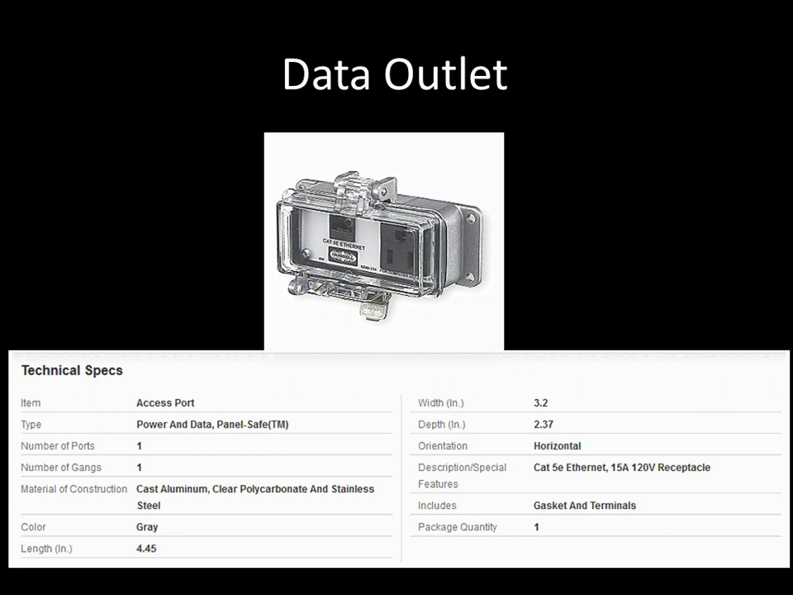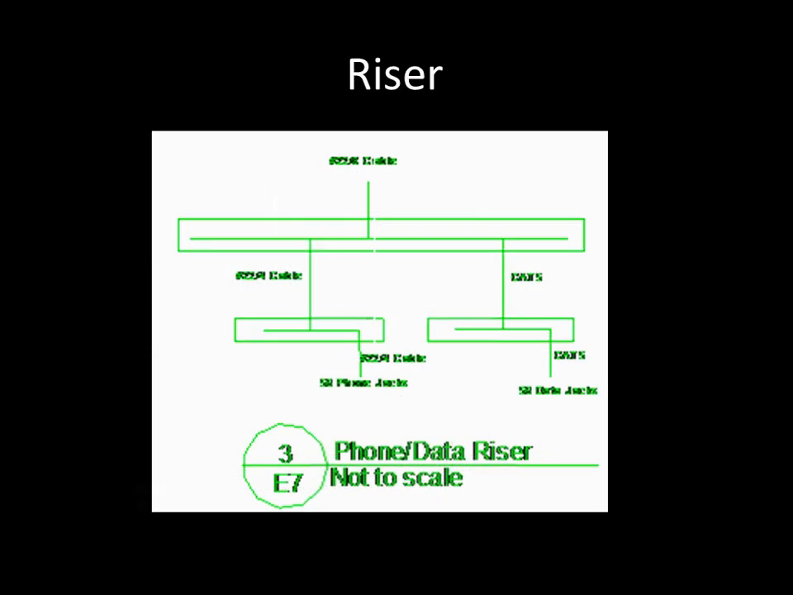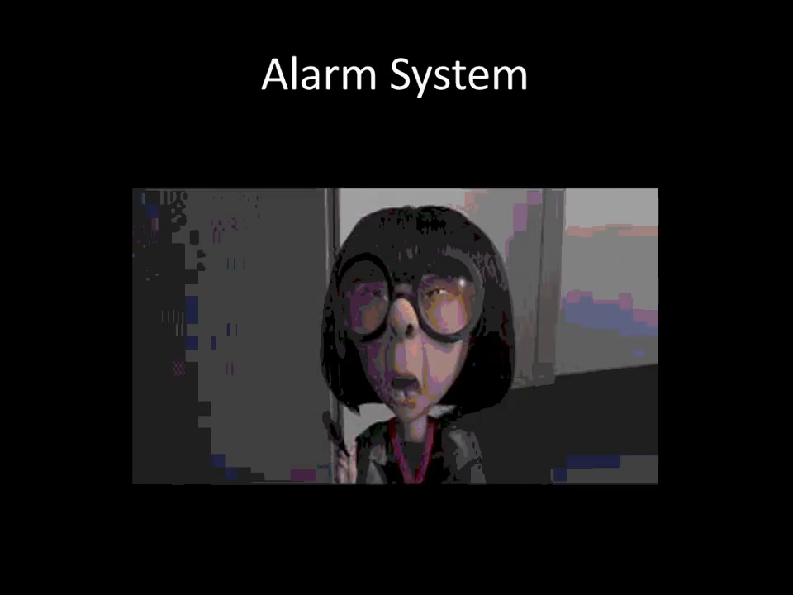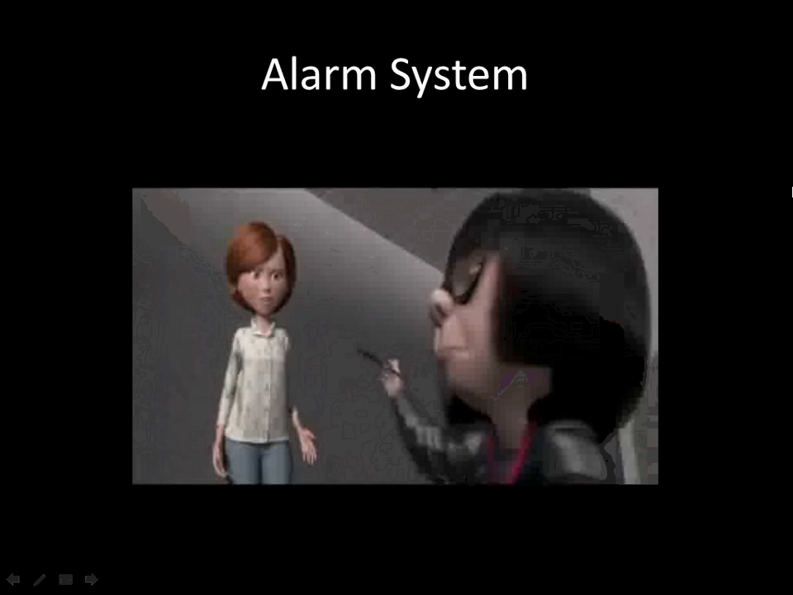This is sort of just a general look at what a data outlet would probably be, just for what we would be using for this bit. Kind of the rise and show you just how this all kind of boils down for this. It would be the phone, this would be the data on my diagram. And we're moving to alarm systems.